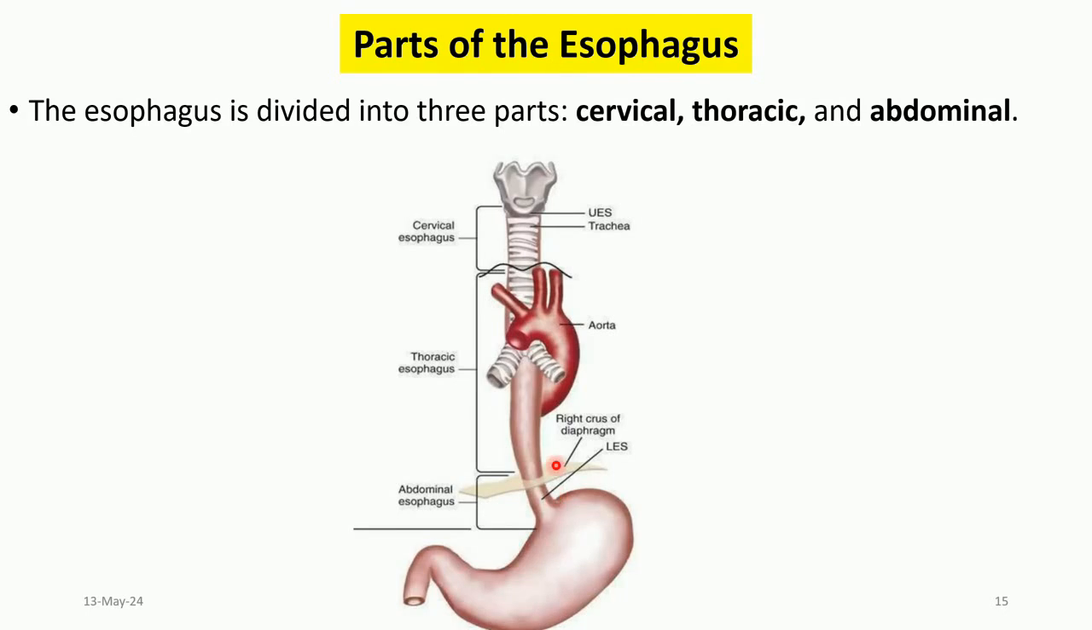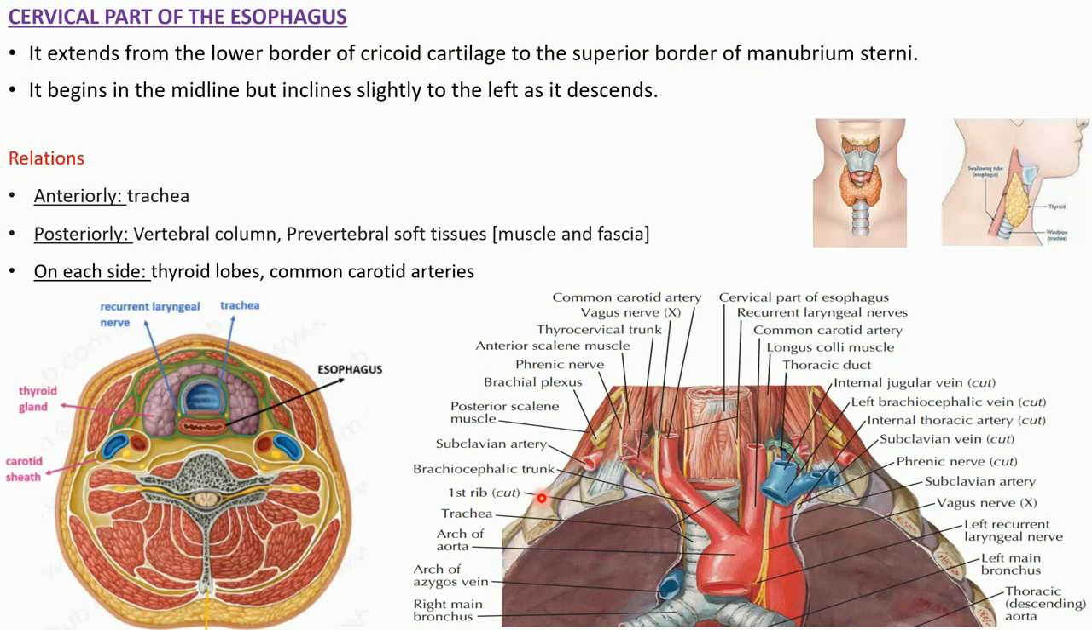Okay, so those are the different portions. This is called cervical because it is in the neck. Cervical means neck. This is in the chest. This is in the abdomen. As simple as that. It's important to understand the relations of these different parts of the esophagus. Okay, let's start with the cervical part of the esophagus.